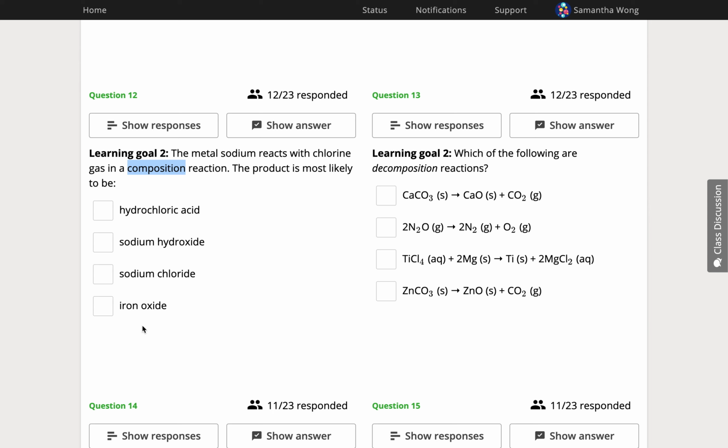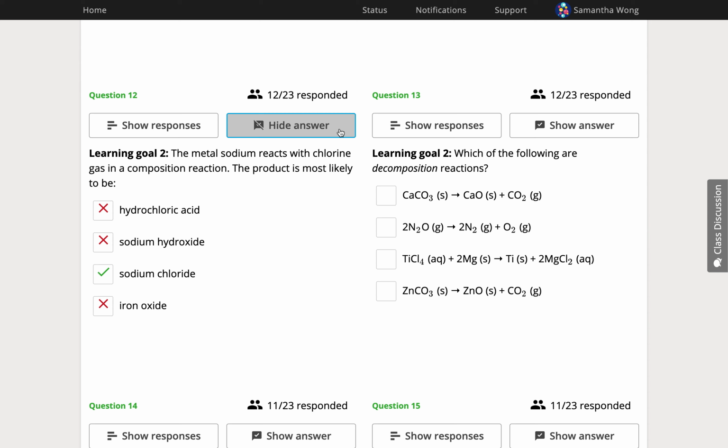So, we know it cannot be iron oxide, because nowhere in this question does it mention iron or oxides. We know it cannot be sodium hydroxide, because nowhere does it mention a hydroxide. And we know it cannot be hydrochloric acid, because nowhere here is there an acid. As such, the only viable option is going to be sodium chloride.